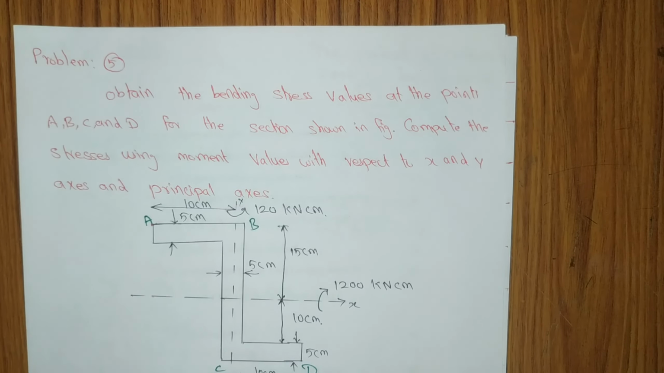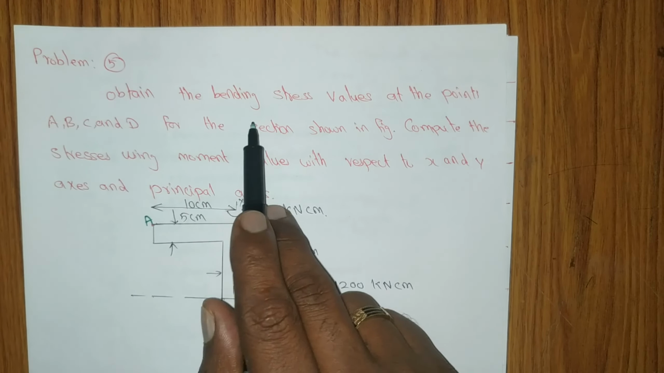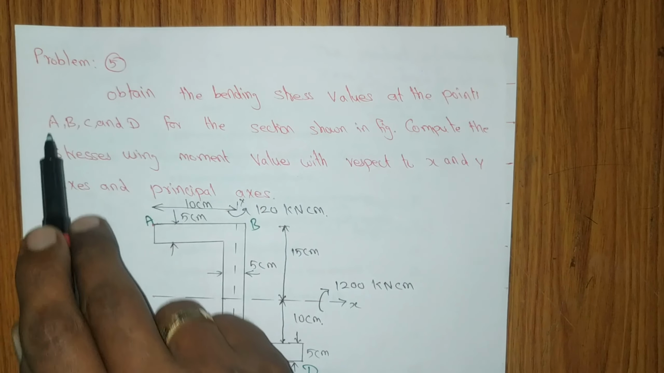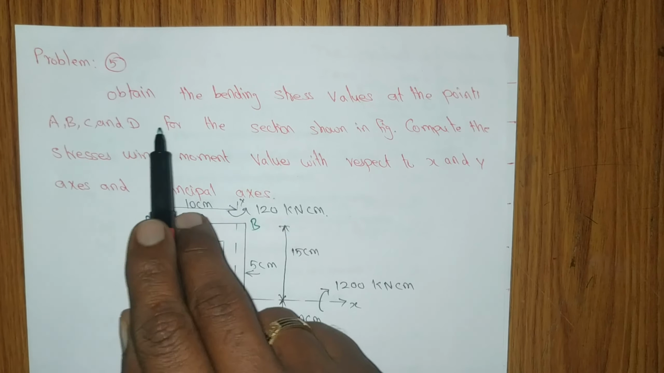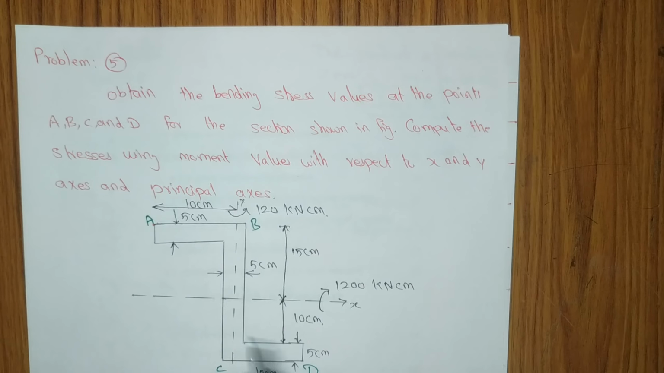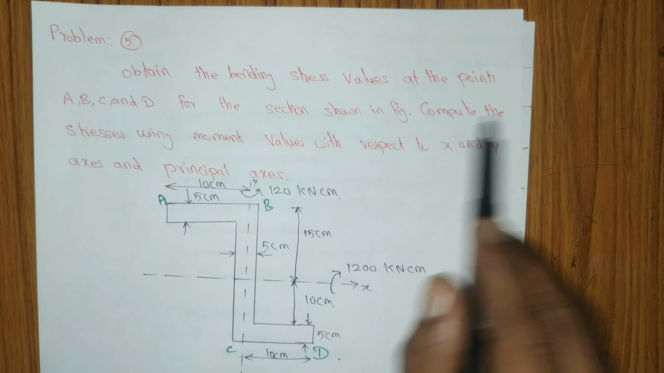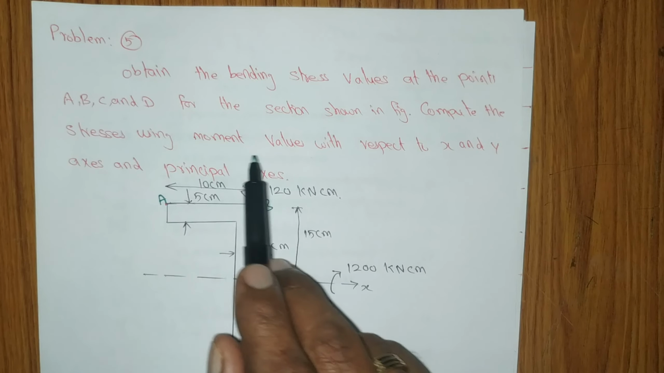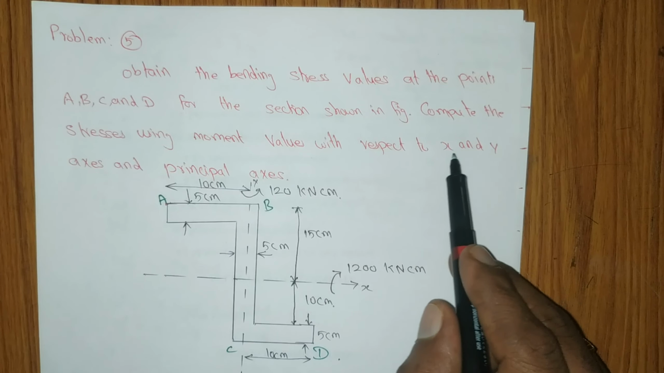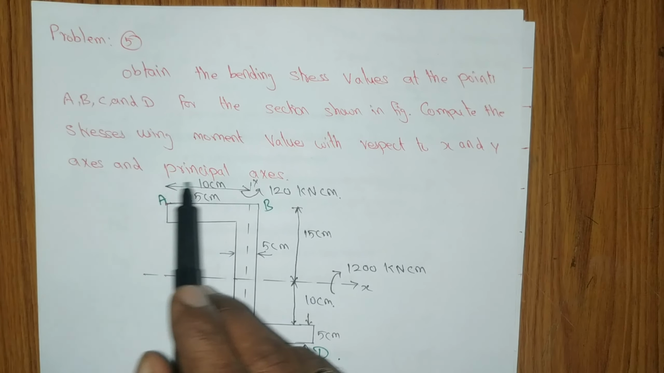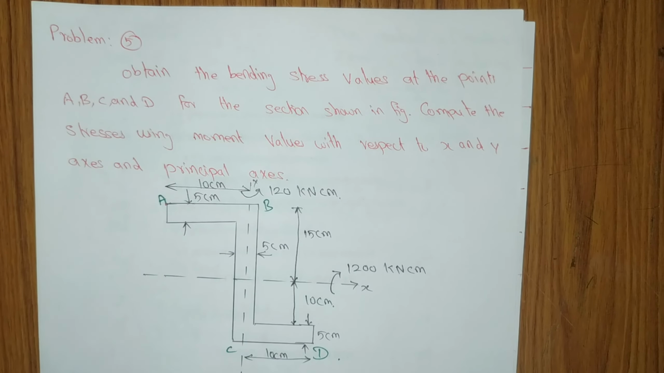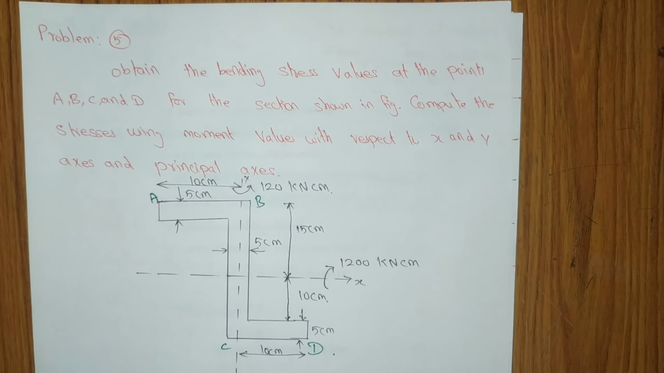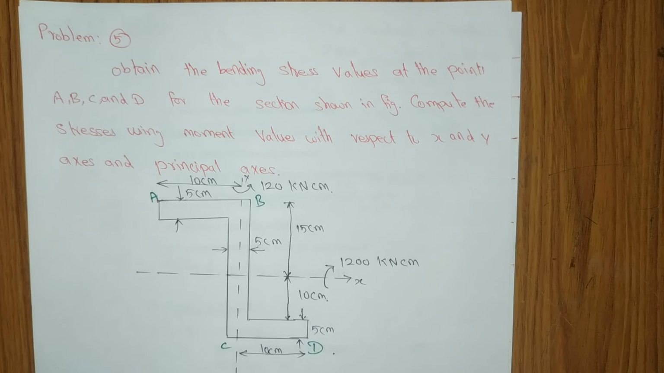So in this problem, obtain the bending stress value at points A, B, C, D for a section shown in the figure. It is a Z section. Compute the stress using moment values with respect to the X and Y axes and the principal axis. Right? We are going to solve this problem using the principal axis method.